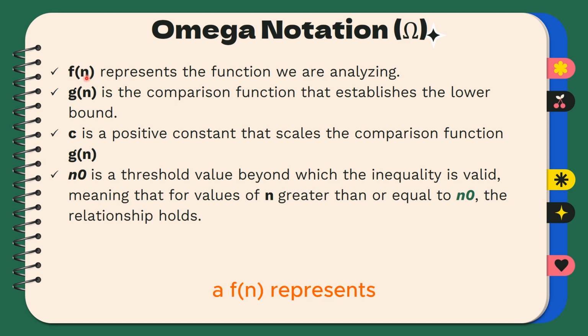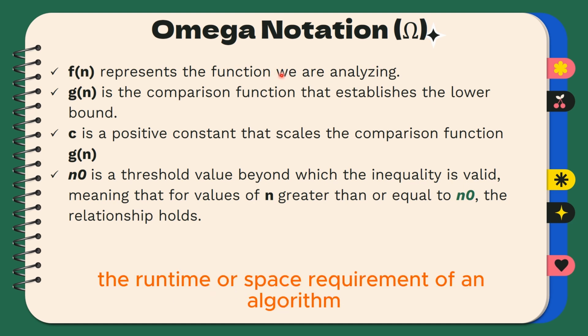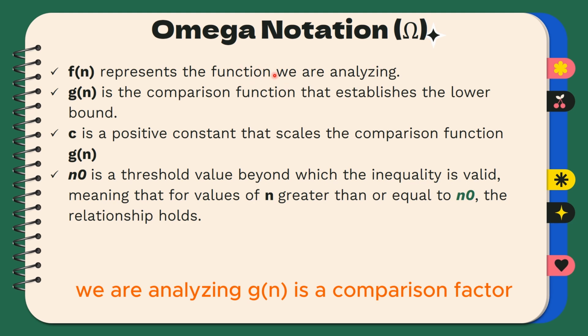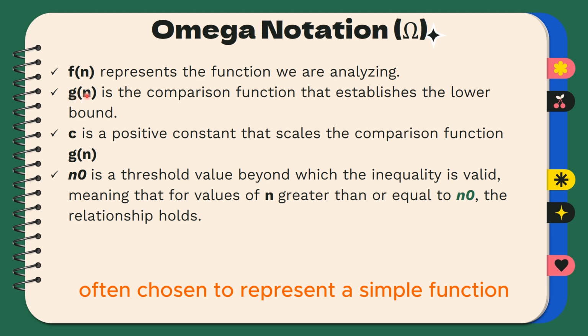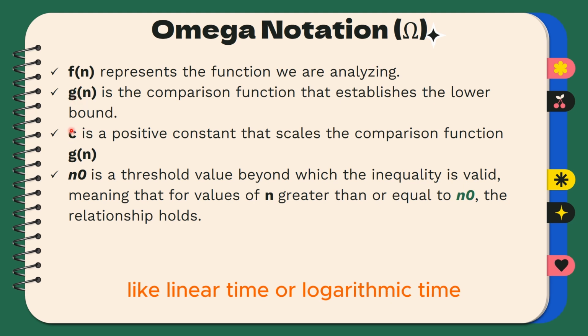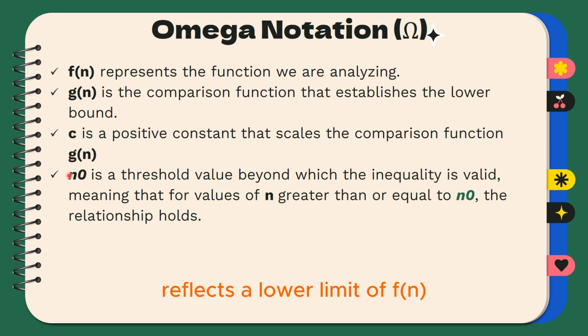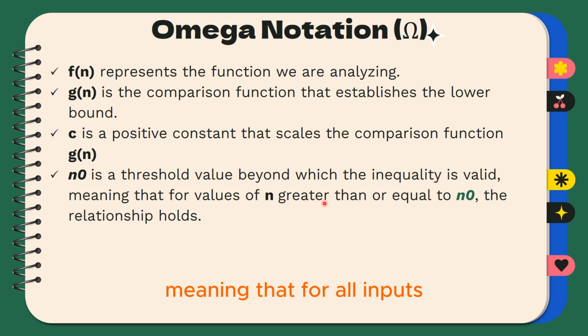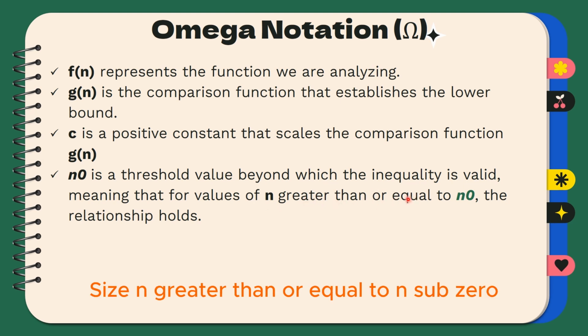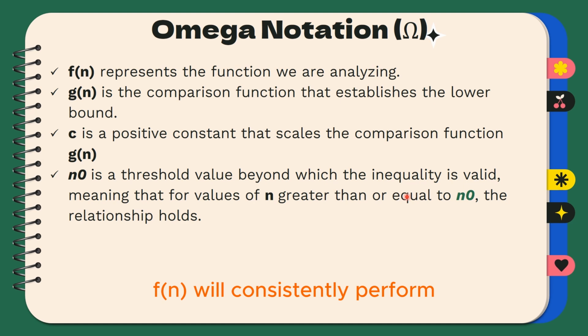F of n represents the runtime or space requirement of the algorithm we are analyzing. G of n is a comparison factor that establishes a lower bound, often chosen to represent a simple function like linear time or logarithmic time. C is a positive constant that scales the comparison factor, ensuring that g of n accurately reflects a lower limit of f of n. N sub 0 is a threshold value beyond which the inequality holds true, meaning that for all input sizes n greater than or equal to n sub 0, f of n will consistently perform at least as well as some constant c times g of n.